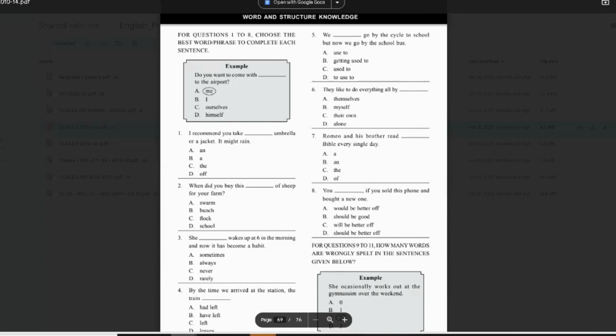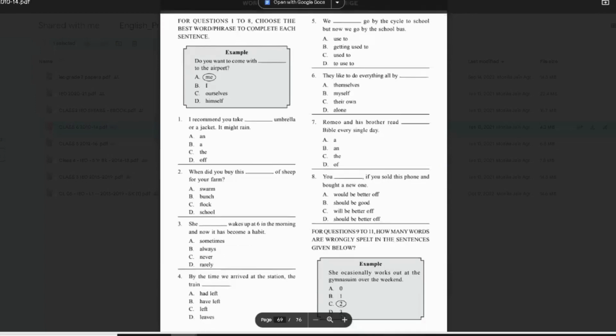So students, in the SOF sample paper, you'll be getting 50 questions for 60 marks, and you have 1 hour to complete this paper. Coming to the paper, you'll have 4 sections. The first section is about word and structure knowledge. In this, you'll be getting questions from grammar and vocabulary.